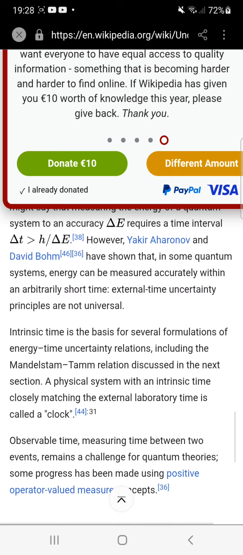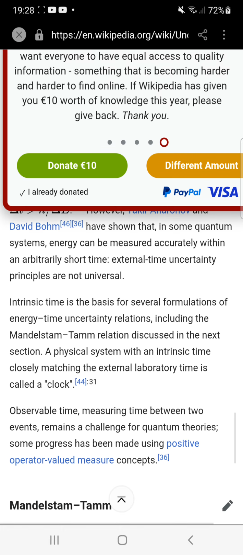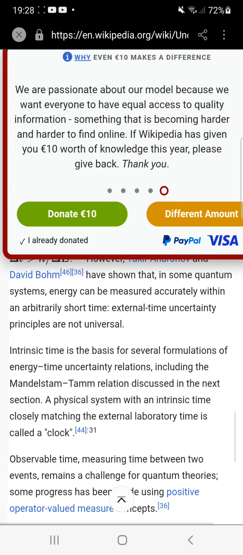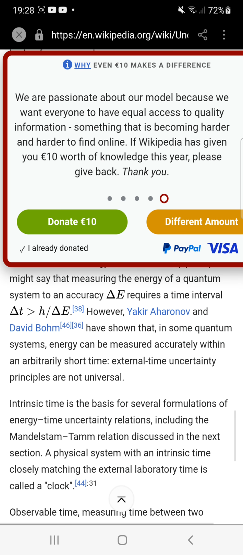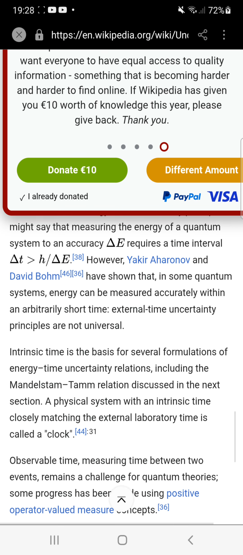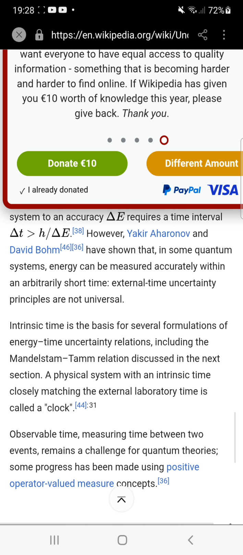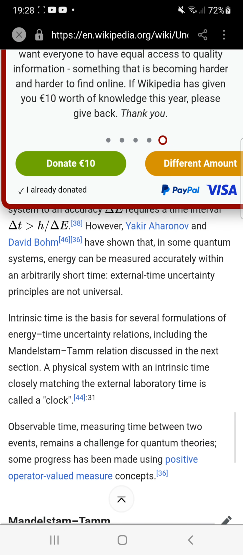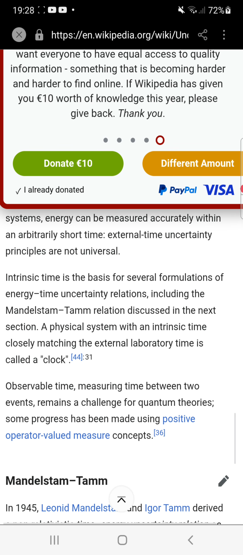However, Yakir Aharonov and David Bohm have shown that in some quantum systems, energy can be measured accurately within an arbitrarily short time. External time uncertainty principles are not universal.